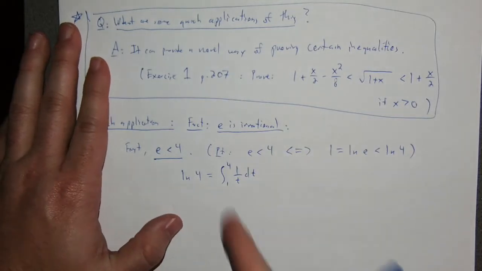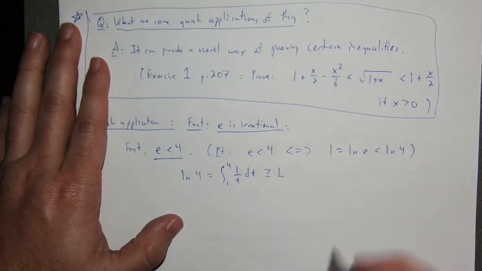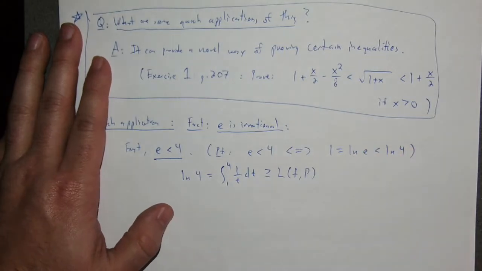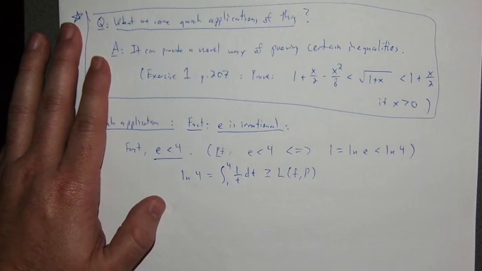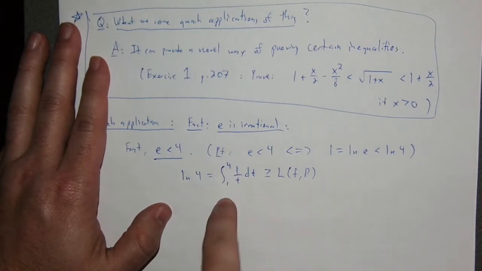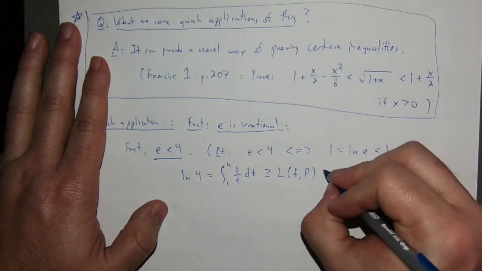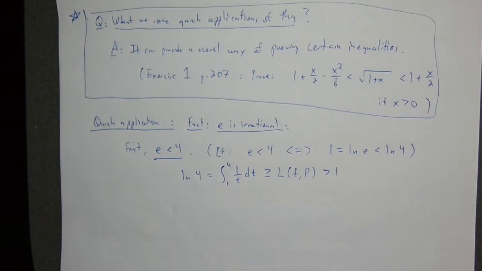Even if you don't want to evaluate this integral, this is certainly bigger than or equal to the lower Darboux sum of f for some partition P. You can choose whatever partition you want. Just partition the interval equidistantly: if you're going from 1 to 4, just 1, 2, 3, 4 works fine. This is certainly strictly bigger than 1. I'm not even going to write that out. At this point you hardly need to say any more than that, but the natural log of 4 is definitely bigger than 1.